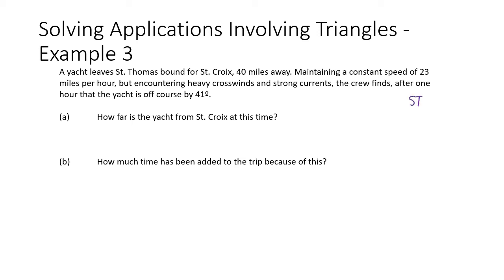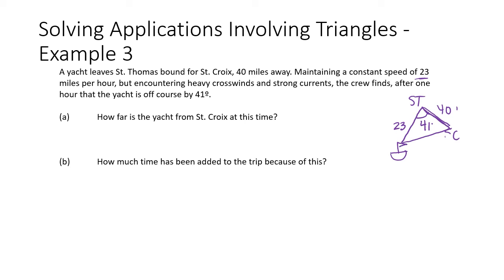So we have a ship that's going from St. Thomas to St. Croix, and it's 40 miles away from each other. It maintained a constant speed of 23 miles per hour, but it encountered heavy crosswinds and strong currents, and they found that after 1 hour, the yacht was off course by 41 degrees. So instead of going in this direction, it was off course by 41 degrees. If it was going 23 miles an hour, after 1 hour, it's gone 23 miles off course. So we're trying to figure out how far the yacht is from St. Croix.